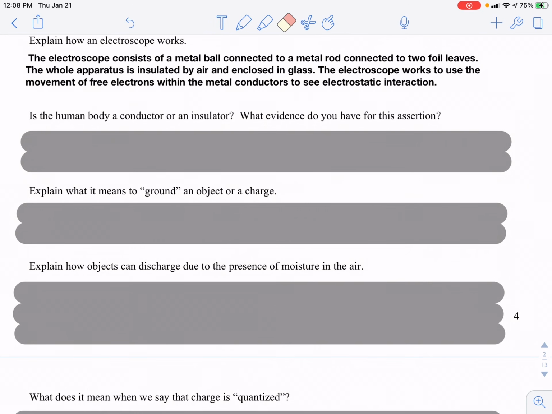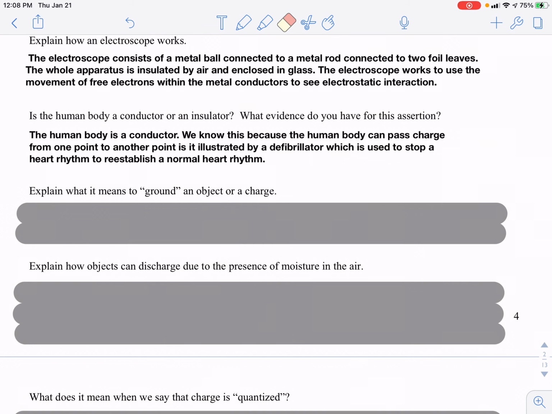Is the human body a conductor or an insulator? What evidence do you have for this assertion? The human body is a conductor. Well, we know this because if a person has no heartbeat or an irregular heartbeat, we can use what's called a defibrillator to stop the heart rhythm and reestablish another one. And we do that by putting one probe above the right hand side of a person's torso and the other part of it on the lower left side of the person's abdomen. And the electric current essentially runs across a person's heart.